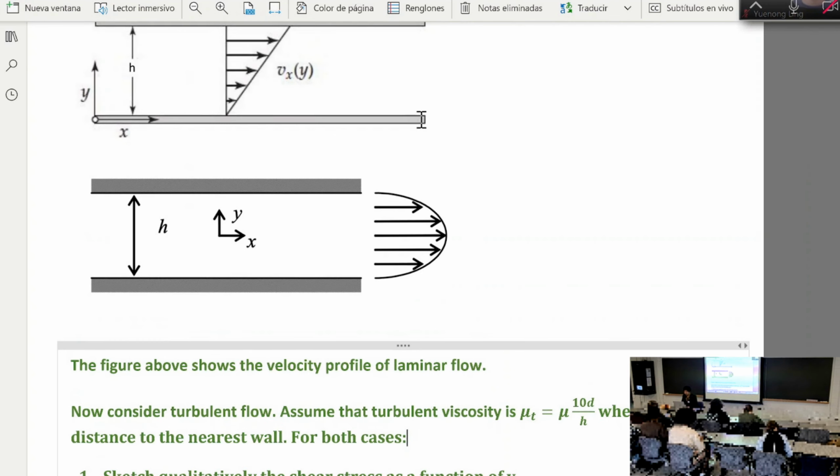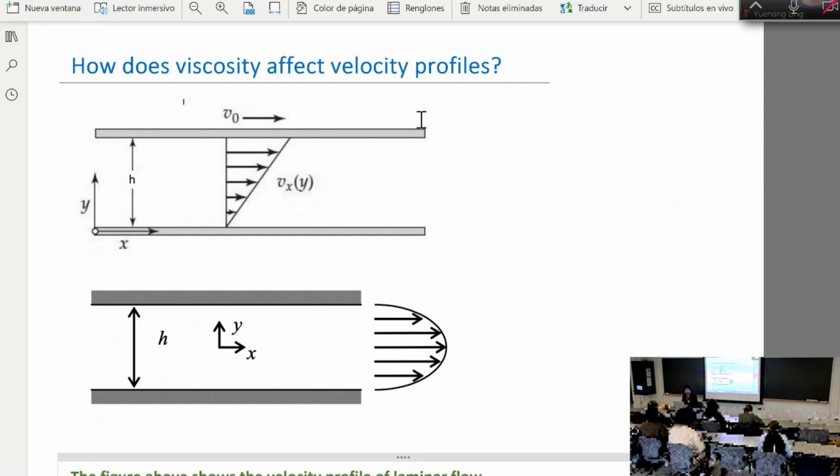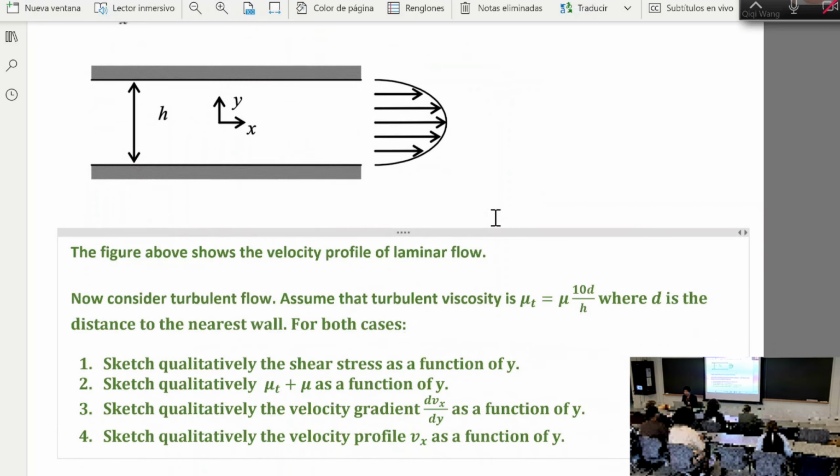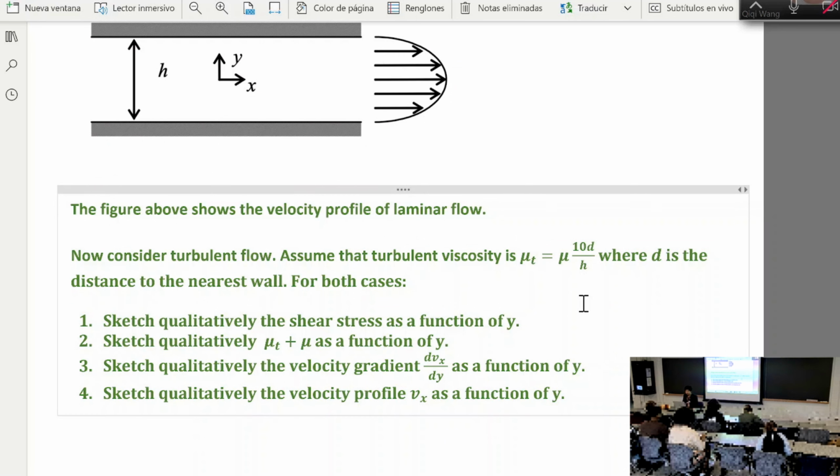Alright, so last time we were stuck on this question for a little bit, and this time I'm going to break it down for you a little bit more so that we can continue working on the problem. Here's a breakdown of the steps to get the final answer, which is I'm asking you to sketch qualitatively the velocity profile Vx as a function of y, right?